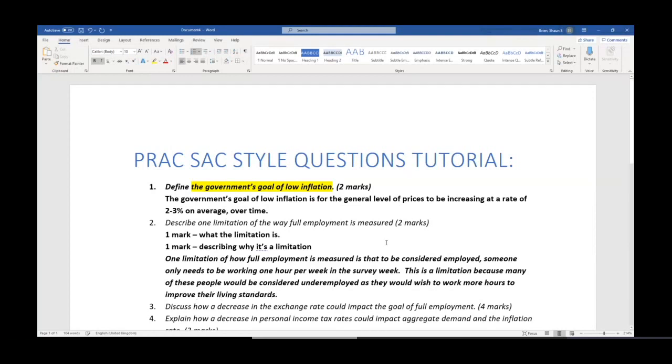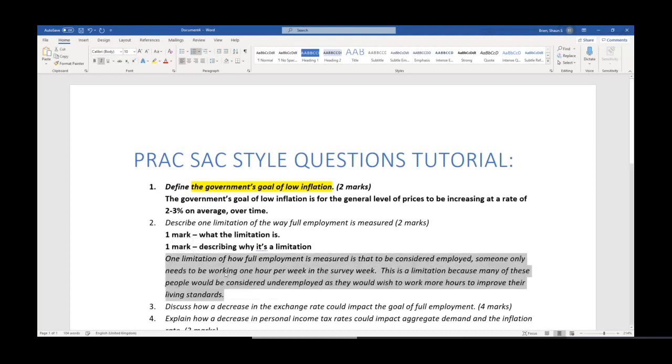So the main reason there, that second little point, just highlights why that's a limitation. For many of these people, working more would be better for them, but because they're considered employed in that measurement of full employment, it actually makes it look like the government is achieving their goal pretty well.